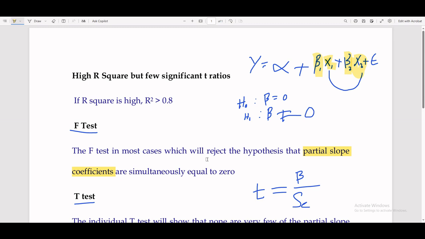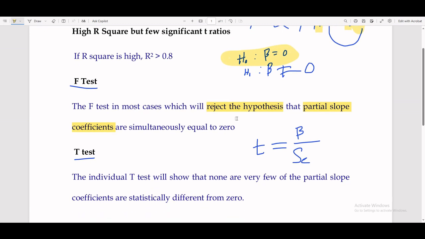So the f-test in most cases rejects the hypothesis that the partial slope coefficient is 0. We have two hypotheses: the null hypothesis H0, partial slope coefficient is equal to 0, and the alternative hypothesis H1, partial slope coefficient not equal to 0. The f-test rejects H0, beta is equal to 0, the null hypothesis.